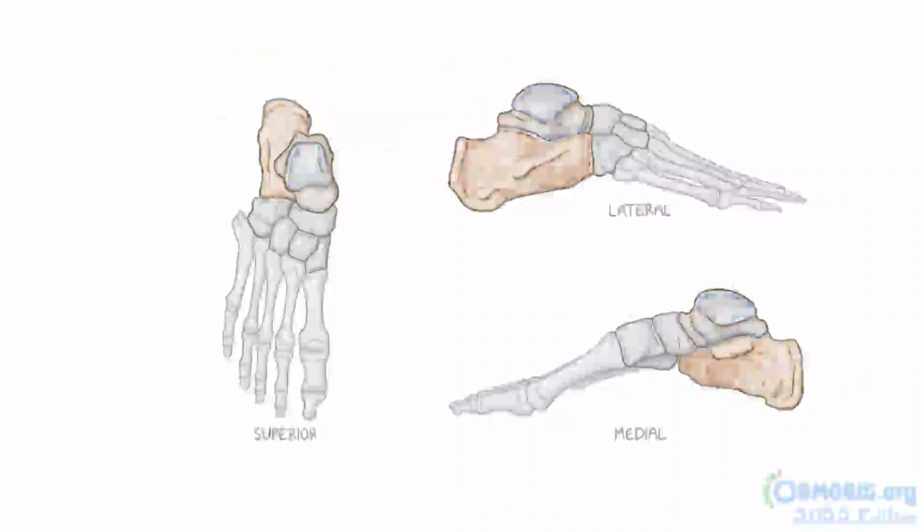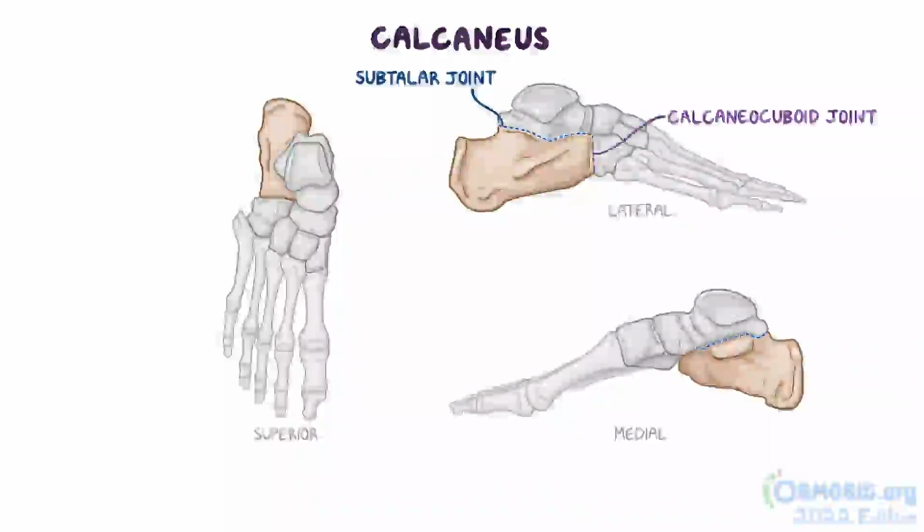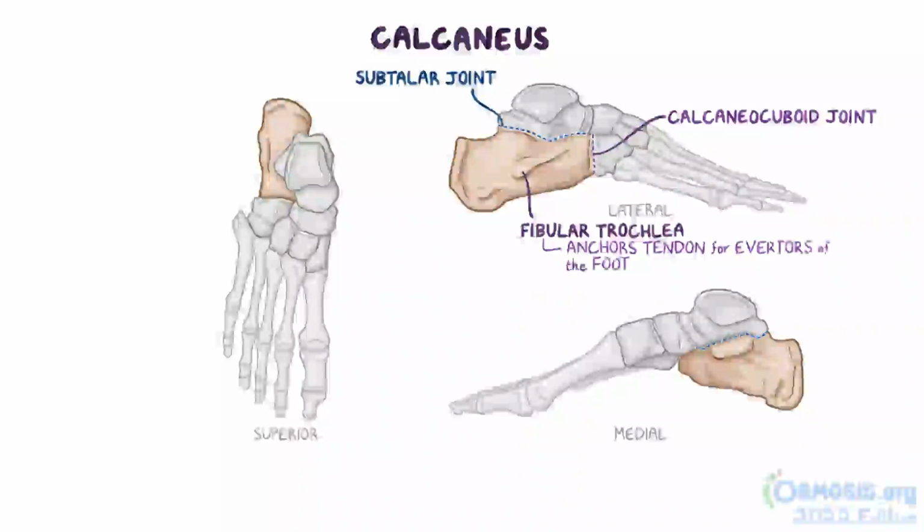Second up in the tarsus, the calcaneus, is the bone that makes up your heel, and it sits right underneath the talus. The calcaneus articulates superiorly with the talus at the subtalar joint and anteriorly with the cuboid to form the calcaneo-cuboid joint. Its most important landmark is the fibular trochlea, an oblique ridge on its lateral surface, which anchors a tendon for the everters of the foot, the muscles which move the sole of the foot outward.